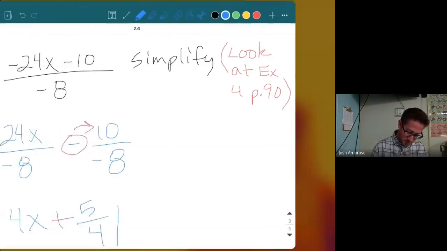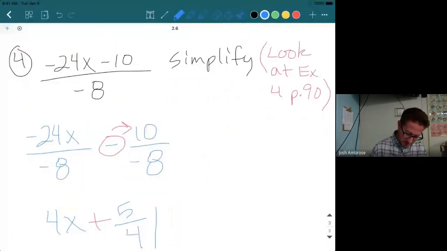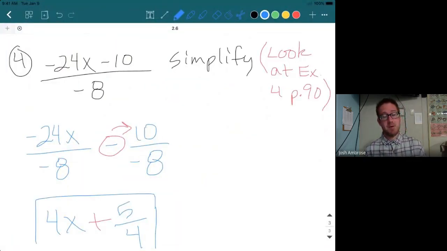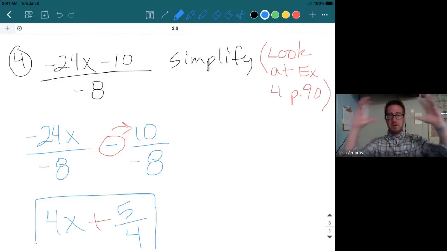And that would be our solution. Okay, so 4x plus 5 over 4. Remember, if the denominator is underneath the whole numerator, that whole expression, then that means the denominator goes with all parts of the numerator. So break it up, all right? Break it down into individual parts. It's a lot easier to see and simplify an expression when you do it that way.